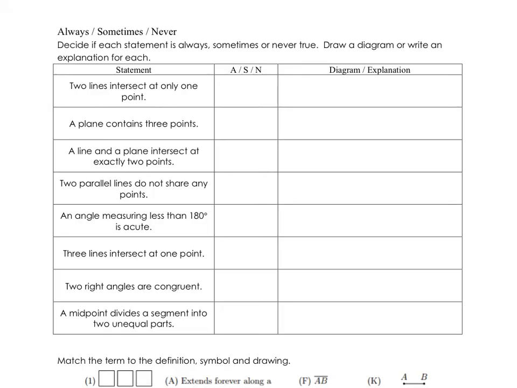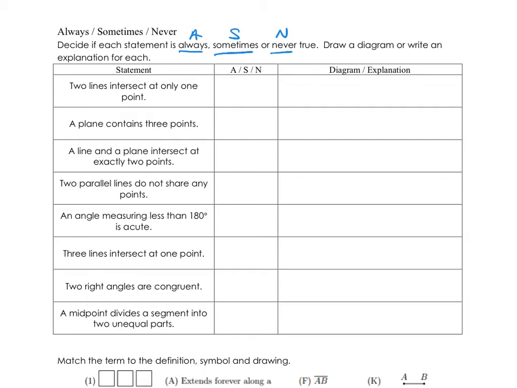In geometry we often have to answer a type of question that I refer to as always, sometimes, never. So we're going to use A for always, S for sometimes, N for never. We're trying to determine if these statements are always true, sometimes true, or never true. We can draw a diagram to support our answer, or we can put it into words and explanation.